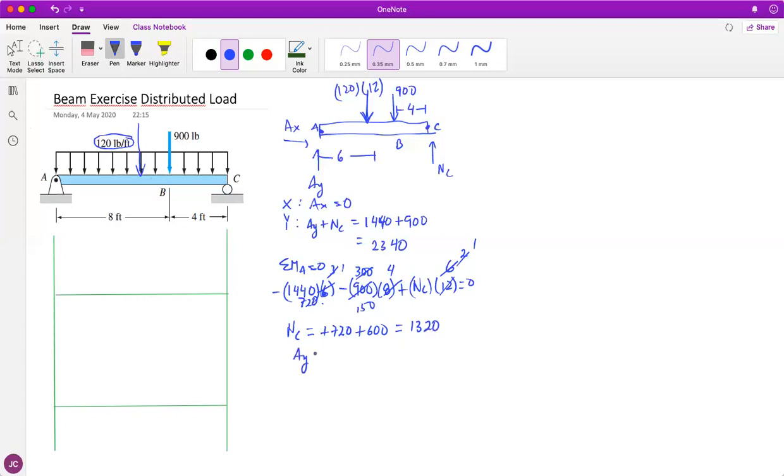Fine. Now for AY, this thing equals 2340 minus 1320. Therefore, oh my God, I'm dealing with arithmetic right here. So what I'm doing over here is, this is 1020. I think that's right. Let me just check it once more. I'm trying to add these two guys and I will get 40. I think I'm right. So these are pounds and these are pounds. Now you get the information.